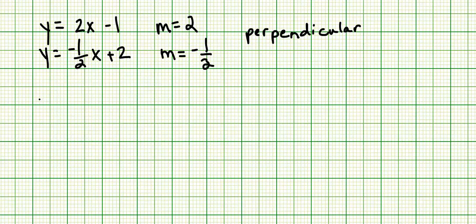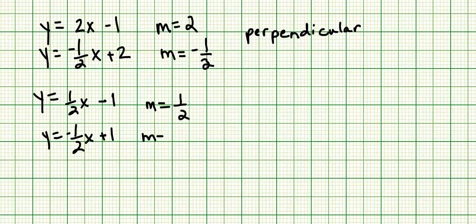Okay, new set of equations. Some people will look at this and say, okay, first equation has a slope of 1/2. Second equation has a slope of -1/2. Those two slopes are opposites of each other. One's positive, one's negative. Yes, I would agree with that, but they're not reciprocals. So these two lines are not perpendicular.